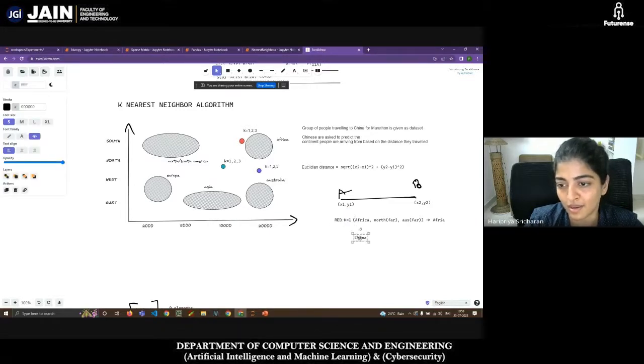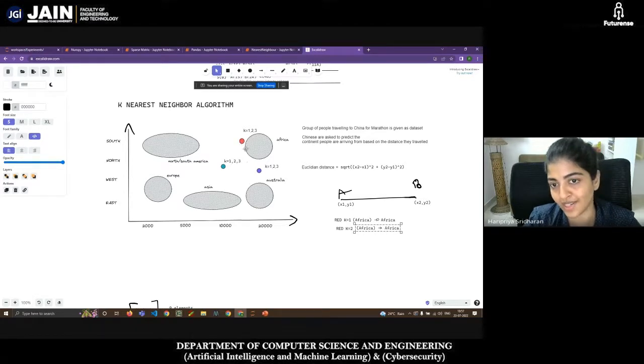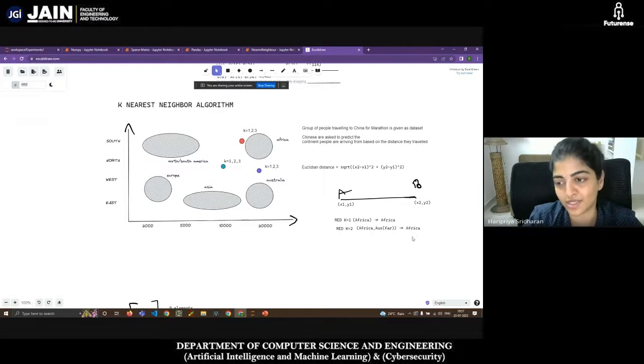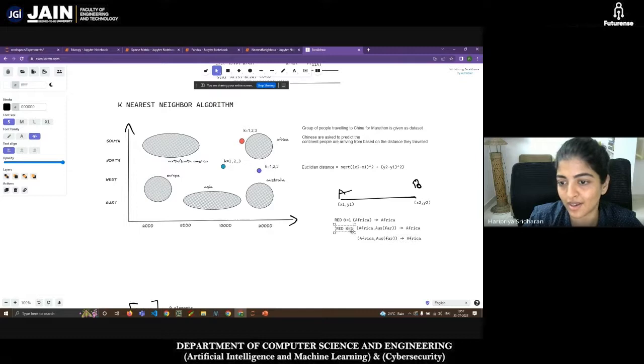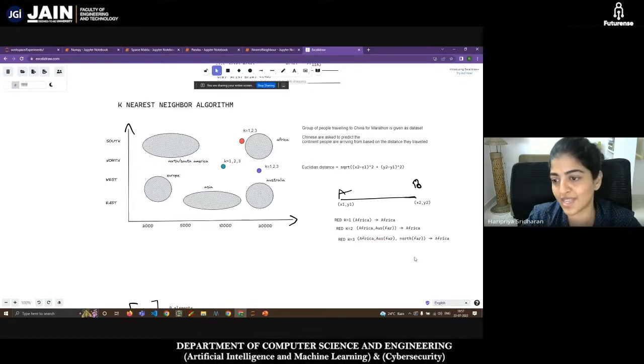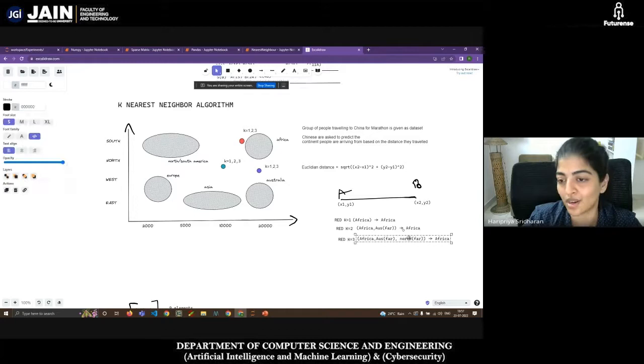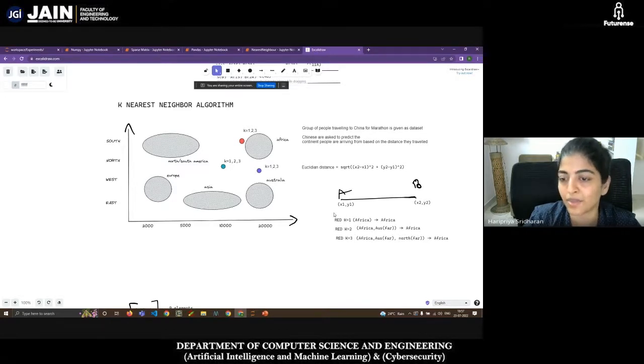Similarly, K2. Okay, K1 is you are drawing one line. One line nearby is Africa, so you say Africa. K2 means you are drawing two lines. What is the next nearest? Africa, then Australia. But Australia is again far, so you can still conclude that it's Africa. Let's say the K value is 3 for the given point. What is the next nearest? Maybe North. That is also technically far. When I say far, this is a distance that you compute with Euclidean distance. When you compute it, this is also far, and you still stick with your answer that the person is from Africa. This is one example.